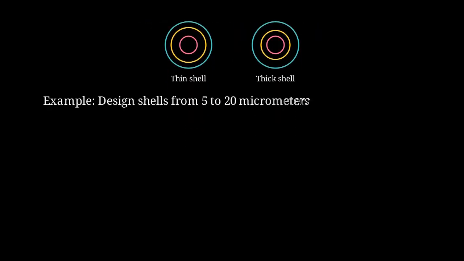Let's design shell thicknesses ranging from 5 to 20 micrometers. Fixed outer radius of 50 micrometers and core radius of 20 micrometers. For 5 micrometer shell, inner shell radius is 45 micrometers. For 20 micrometer shell, inner shell radius is 30 micrometers.